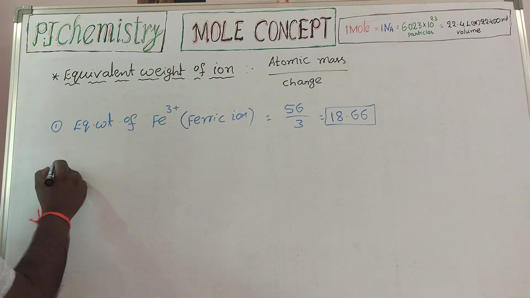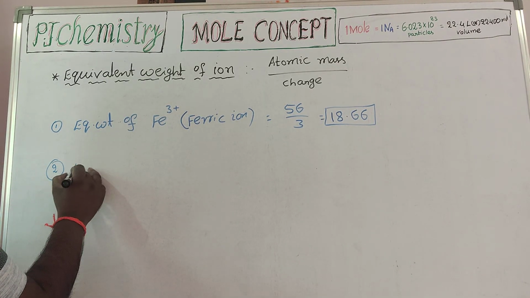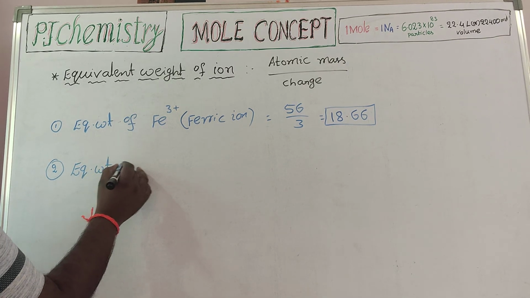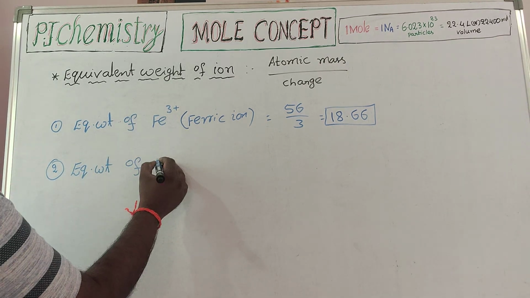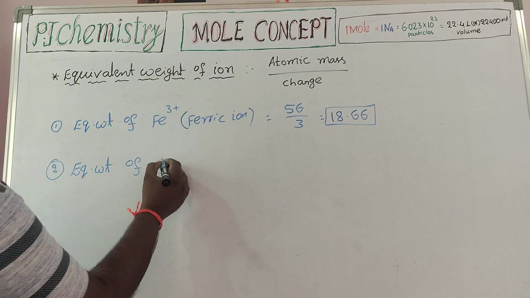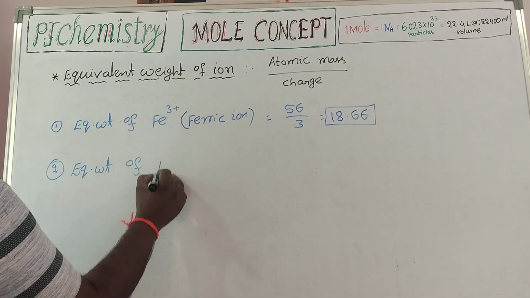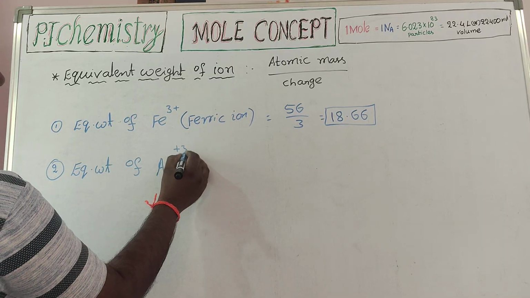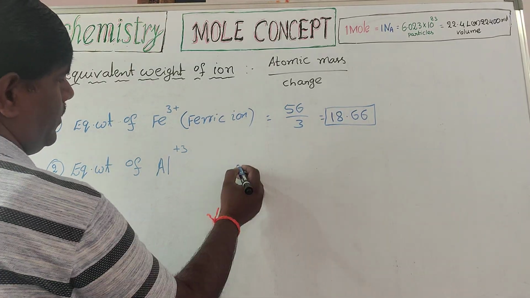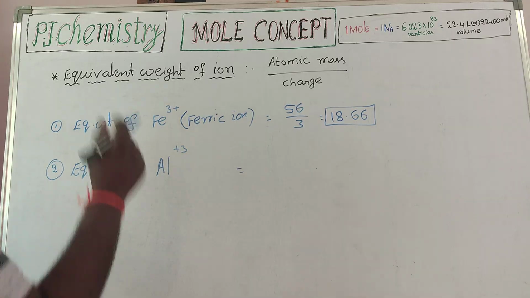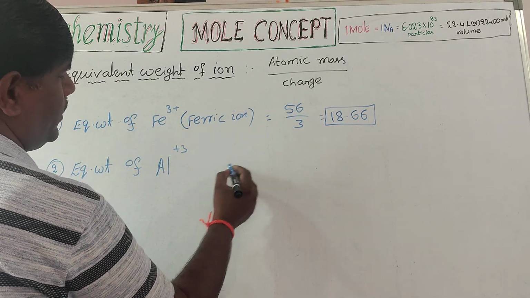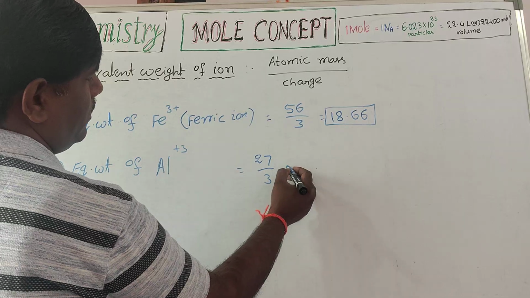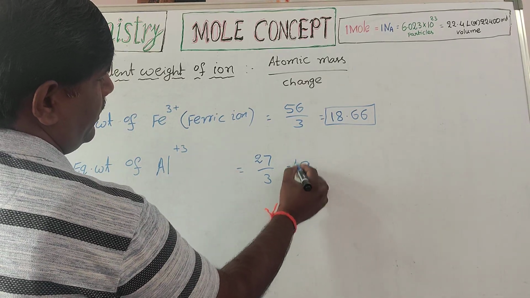Next, calculate the equivalent weight of the aluminium ion, Al3+. As per the formula, the atomic mass of aluminium is 27 divided by the charge, which is 3. So 9.